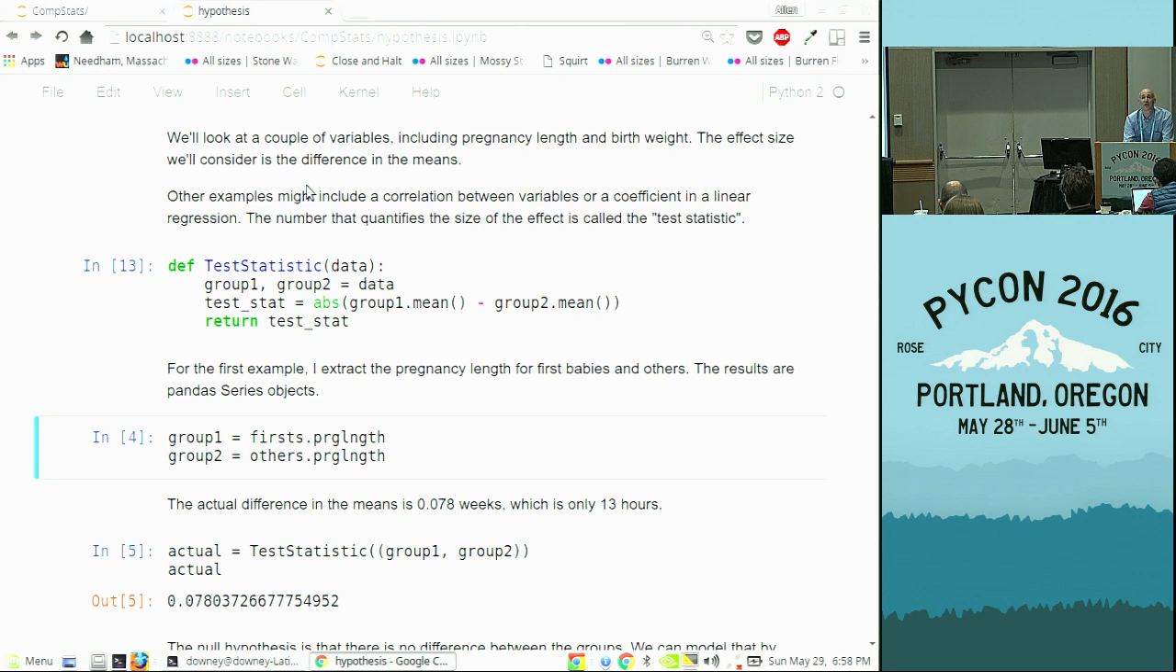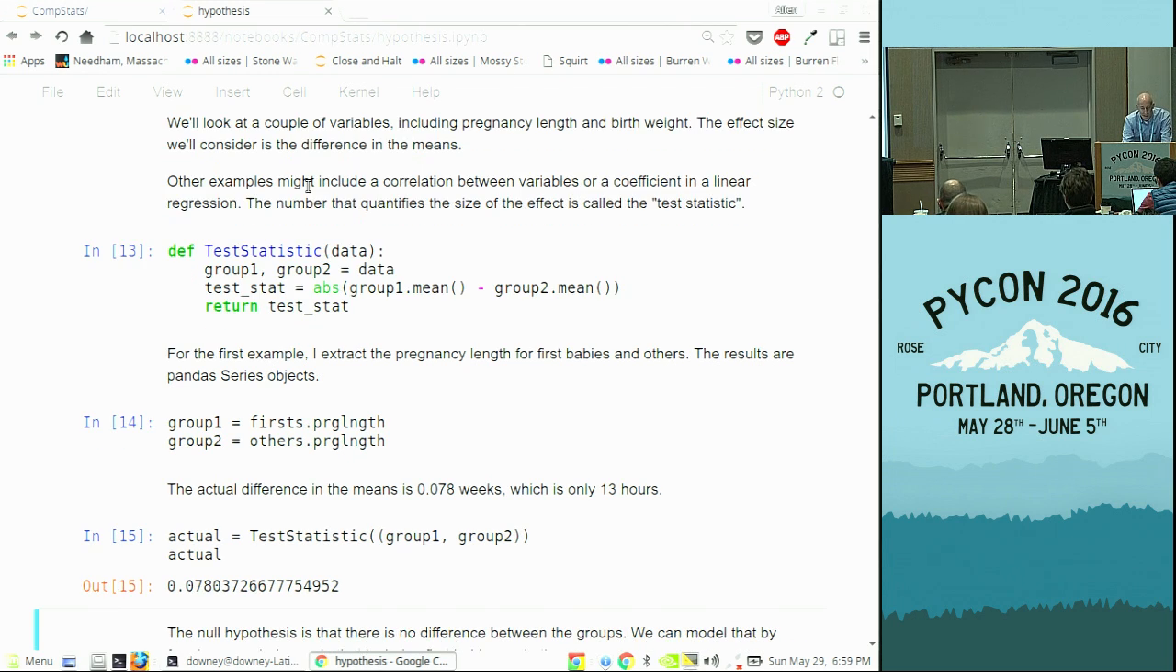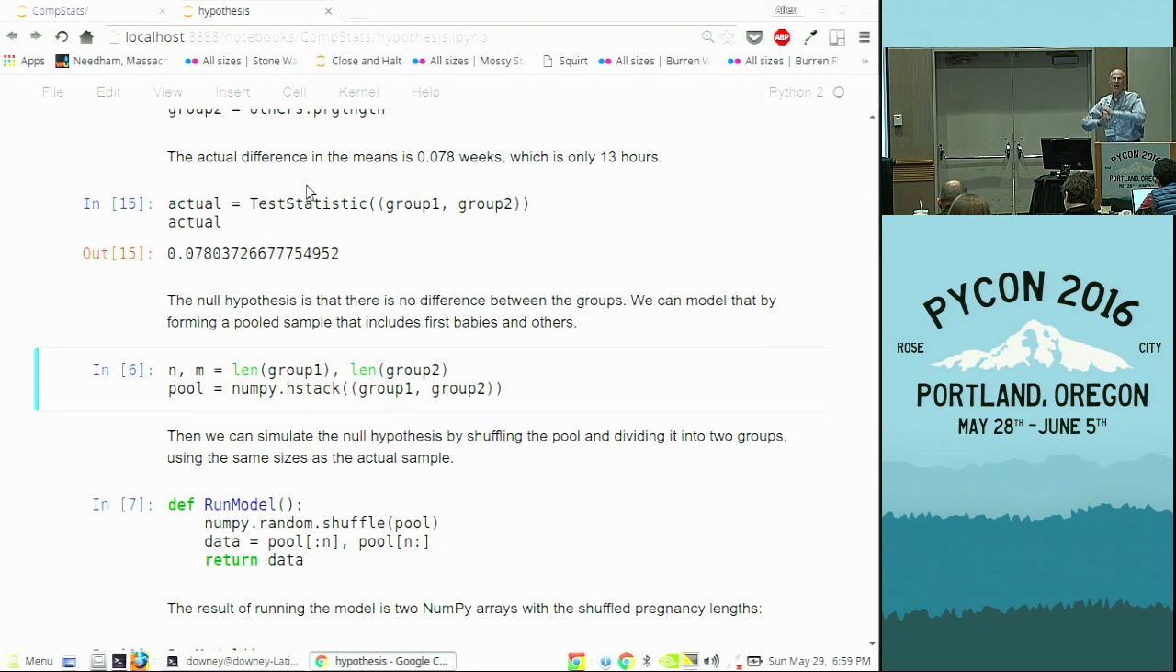And so if I take the actual data and compute the test statistic, that's delta star. That's the 0.078 weeks that I mentioned, which is 13 hours. And now the null hypothesis is that there's no difference between the groups. If there's no difference, I'm just going to glom them together, and that's what hstack does. That's just the NumPy command that takes two arrays and mushes them into one big array. And somebody asked me, well, does it rearrange them at all? No, it just lumps them together.